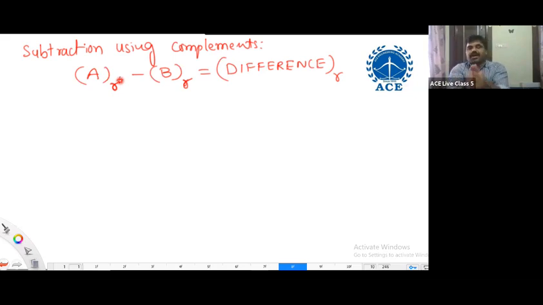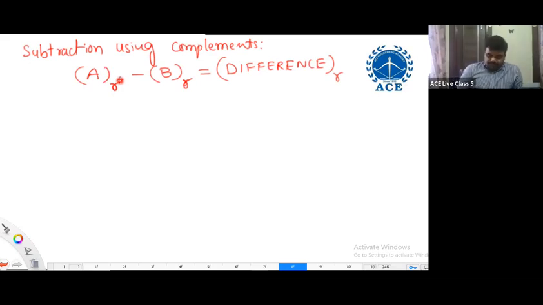So additional circuitry is not required to implement. What is it we are doing here? By using the adder circuit, how can we perform subtraction? See here, A is a number in radix R, B is a number in radix R, A minus B difference you want to get in radix R.